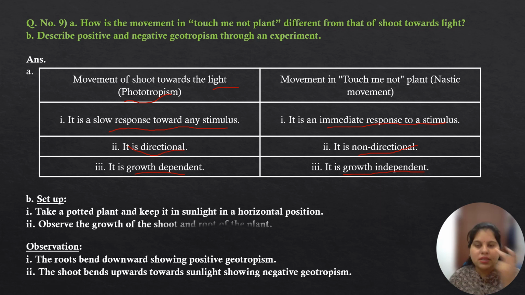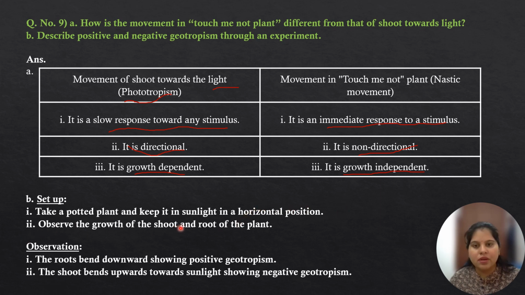Next, describe positive and negative geotropism through an experiment. Geotropism means movement of plant parts in response to gravity. As we know, roots show positive geotropism because the roots move toward gravity, and shoot shows negative geotropism. For this you can set up like this. Take a potted plant and keep it in sunlight in horizontal position. If you keep the pot in horizontal position, then the shoot will move upward and the root will move downward.